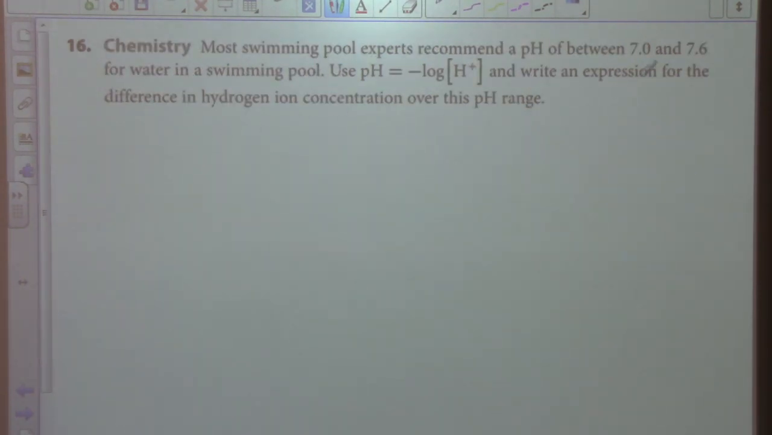Did you guys do this in chemistry here? Yeah, we're doing it right now. Okay, the difference in hydrogen ion concentration. Yeah, but we use the H3O concentration.